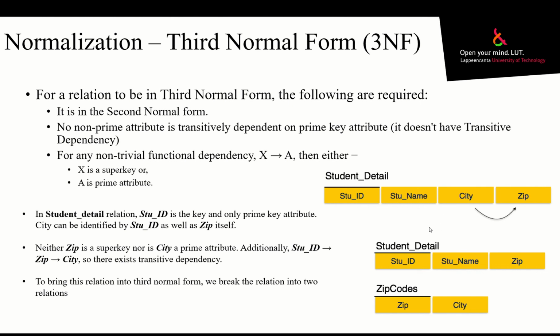In order for us to break this down, we need to make a change by breaking it into two tables. So we have the student detail table where we will have the student ID, the student name, and zip, and then we will have a zip codes table that has zip and the city. So this way there is no transitive dependency. So we make sure that we take that off, to ensure that the table is in third normal form. So this is a little example for you to see how this works.